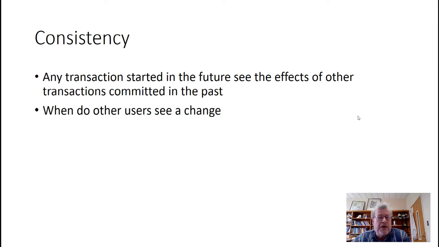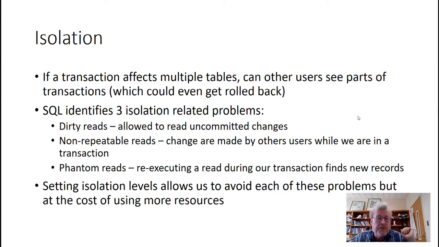Let's try to dig a little further down. So consistency has been defined as any transaction started in the future sees the effects of other transactions committed in the past. Okay, when do other users see the change? And consistency basically says once my commit fires, then anyone that starts a new transaction after that commit should see the commit. This seems obvious, but it can be hard to do when we're trying to maximize caching and usage of memory, things like that, particularly as we network different machines together with databases. It gets harder and harder. We'll talk more about this.